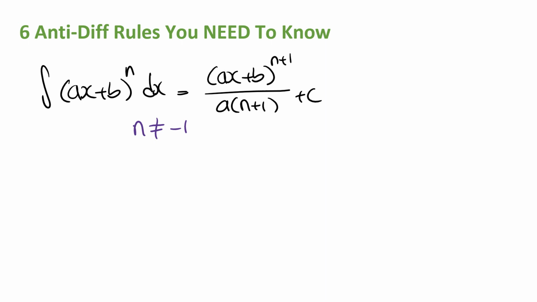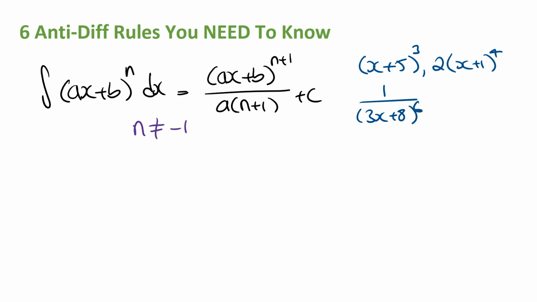Examples of when you would apply this rule is when you're integrating a linear function like x plus 5 raised to the power of 3, or 2 times x plus 1 raised to the power of 4, or if you had 1 on 3x plus 8 raised to the power of 6.